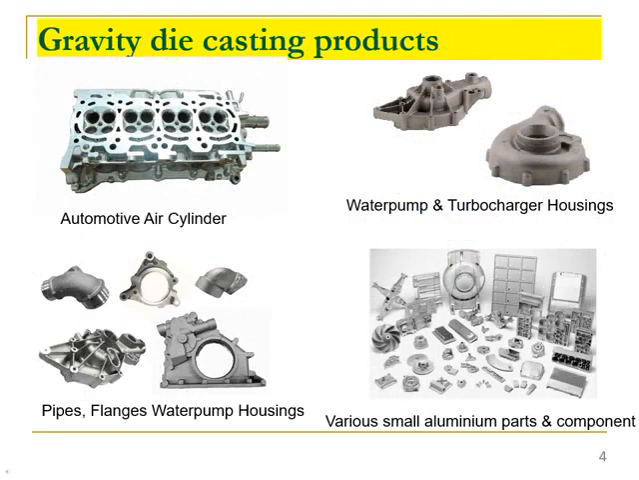As mentioned earlier, gravity die casting can be used to manufacture components with complex shapes. Just to mention a few, examples of products that can be manufactured using this technique include diesel engine parts, automotive air cylinder, water pump and turbocharger housings, pipes, flanges, air conditioning systems, cylinder parts and valve flow systems, and various small aluminium parts and components.